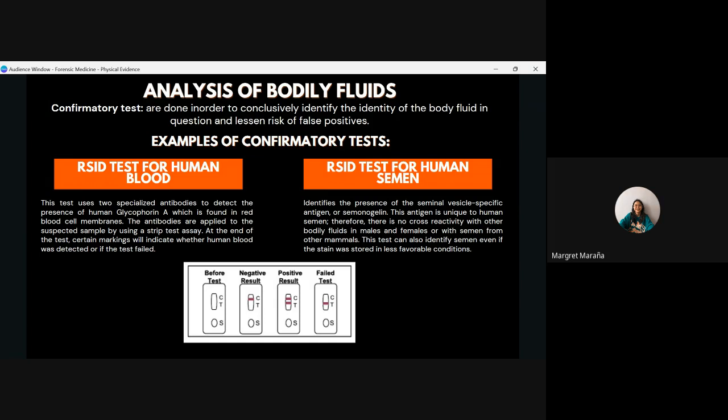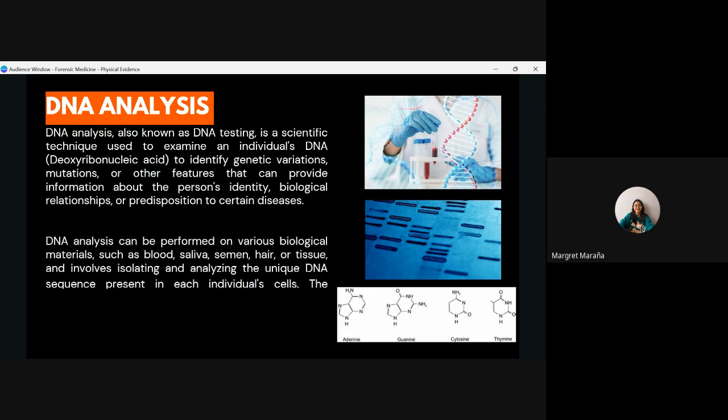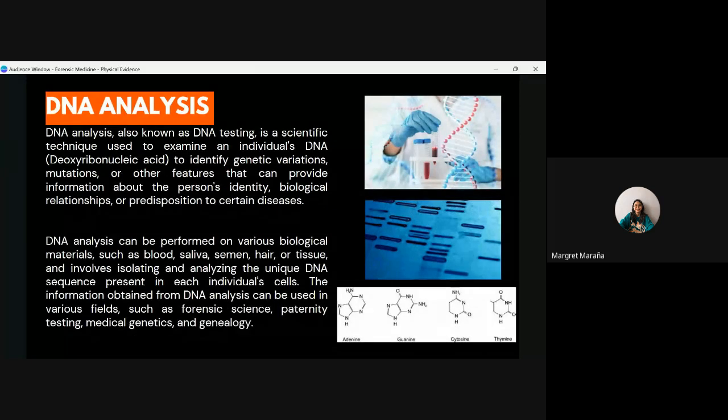Now, I would just like to add something din sa analysis of bodily fluids, which is DNA analysis. So, DNA analysis, lagi natin ito narinig. Ang first thing na siguro para ma-discuss natin to is, what is DNA analysis? Para masagot natin to, let's start with its basics.